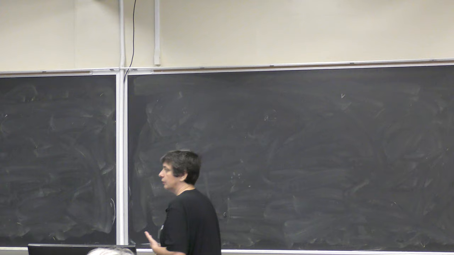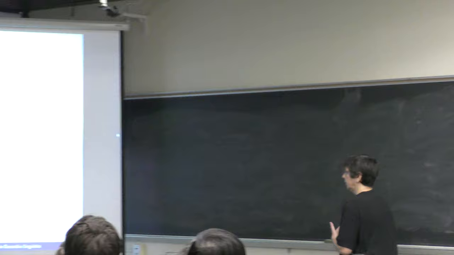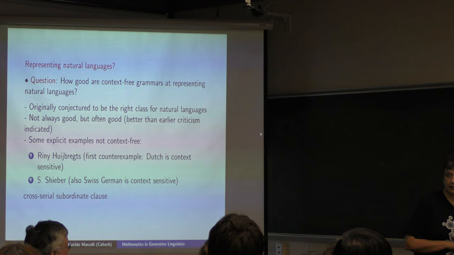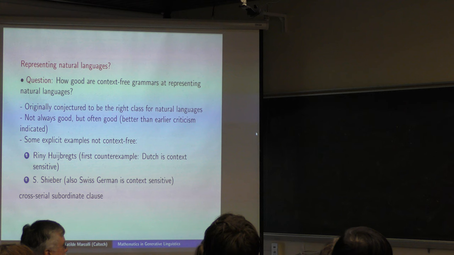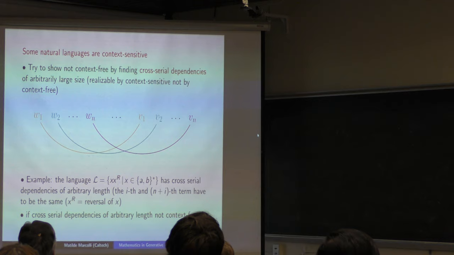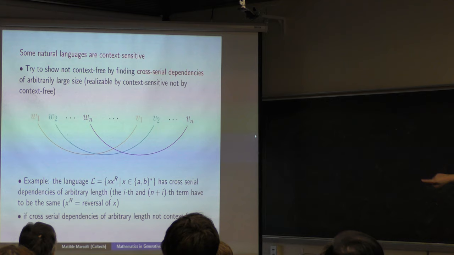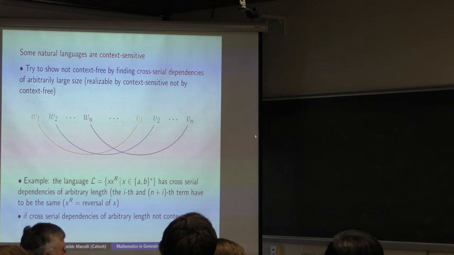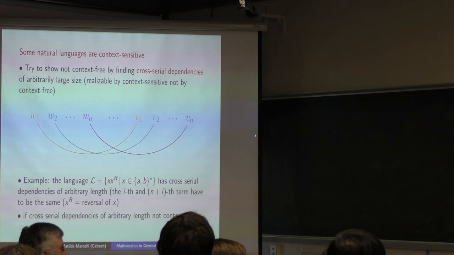The first two examples that were discussed, one by Huybregts, was Dutch, the first language found to have a recursion that's not producible by context-free grammars, and Shieber captured the same feature in Swiss German. The kind of recursion that these two languages exhibit is called cross-serial dependency, also cross-serial recursion. Let me give you the example. Here is the formal picture of what this recursion would be. You have iterations that cross each other, recursions that cross each other in a pattern like this. This is a typical example of something that's not captured by a context-free grammar.